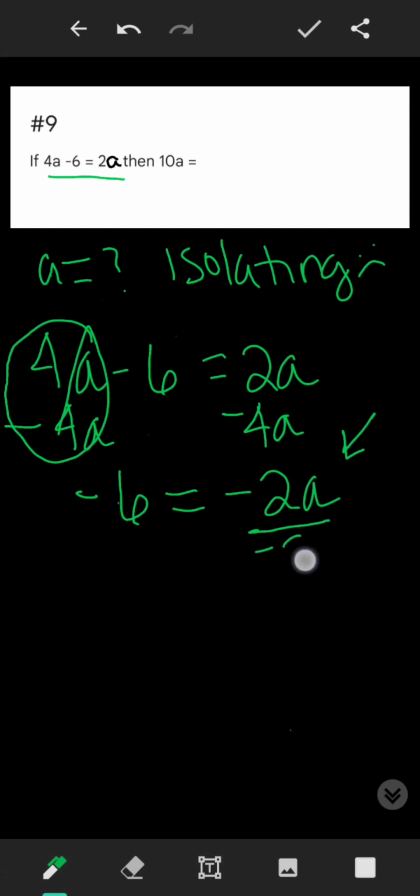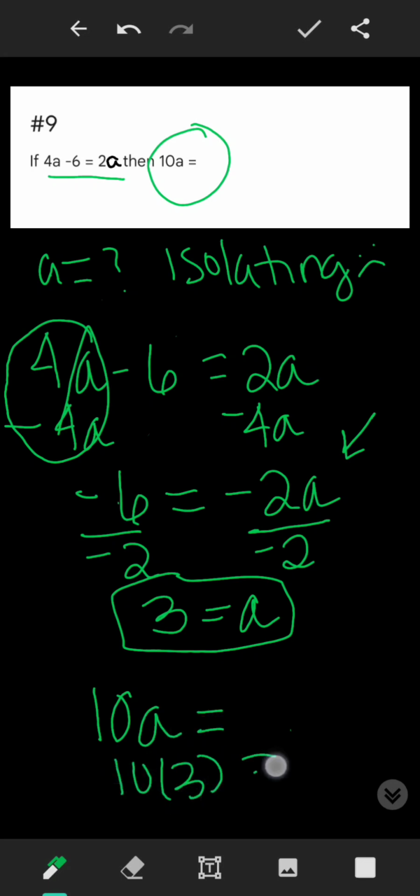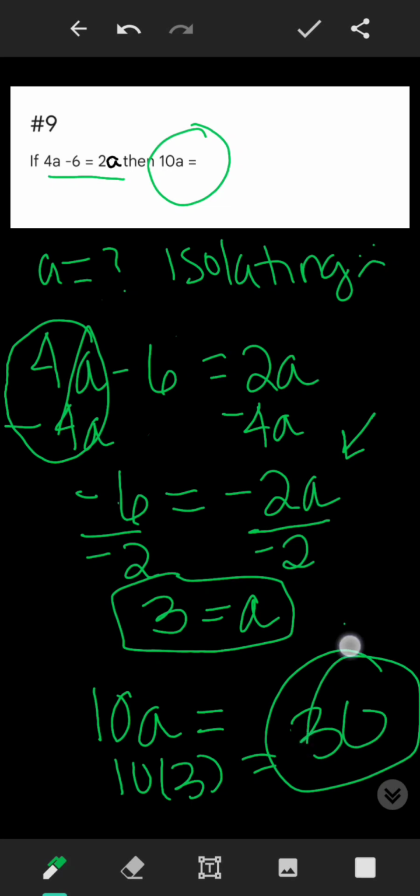So I'm going to divide by negative 2 on both sides. Now I have a is equal to a positive 3. Perfect. Now we can go ahead and substitute that information into my equation. 10 times 3 is equal to 30. We got it. Very good.